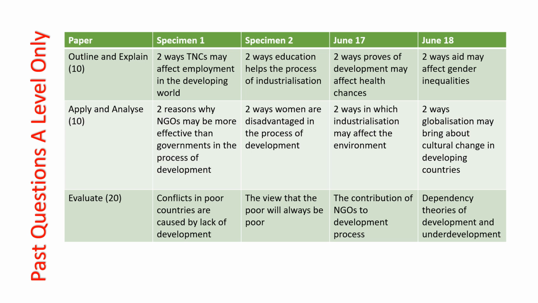Evaluate question: the view that the poor will always be poor. That essentially is a question which is modernization versus dependency versus neoliberal. Dependency theorists are going to say yes, they are always going to be poor unless they manage to break away from this state of dependency.